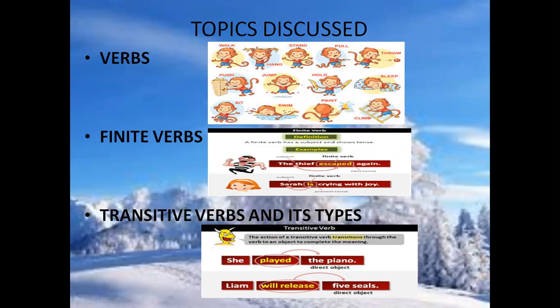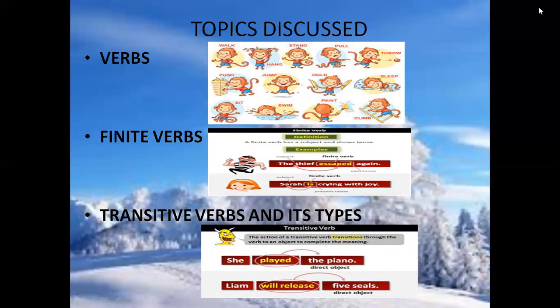So what are finite verbs? Verbs that have a definite tense are called finite verbs. Now, what are transitive verbs? Verbs that need objects to complete their meaning are called transitive verbs. Transitive verbs are again of two types: verbs with direct objects and verbs with indirect objects.